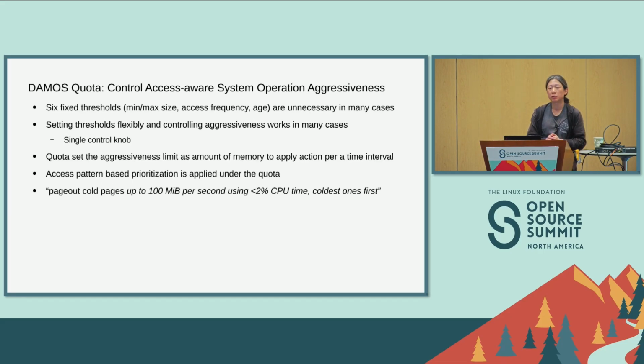The second and slightly more important, in my opinion, feature is called DAMOS quota. So to utilize DAMOS very well, you need to specify 6 parameters by default: the range of minimum and maximum size, access frequency, and the age of a region. That is, how big the region is, how frequently the region is accessed, and how long the access frequency has been kept.